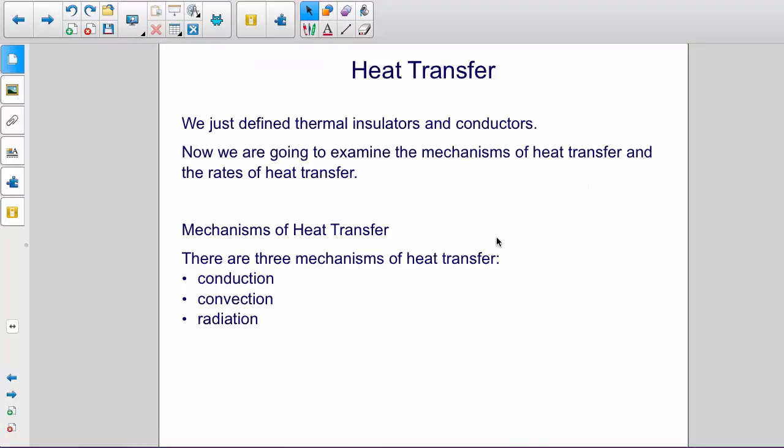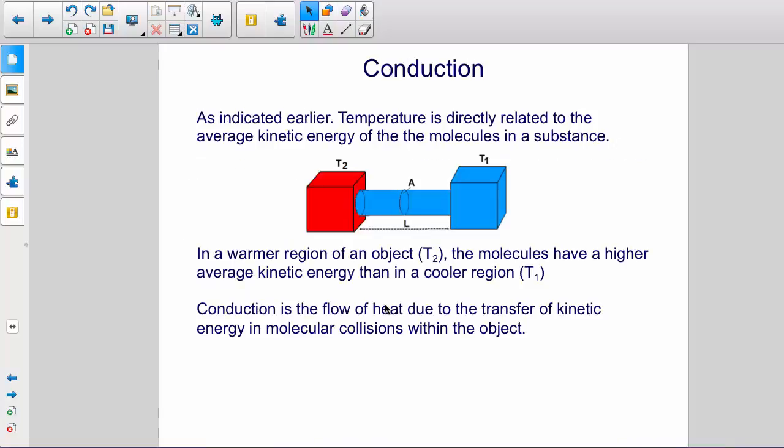Having defined thermal insulators and conductors, we're now in a position to examine the mechanism of heat transfer and the rates of heat transfer. There are three mechanisms of heat transfer: conduction, convection, and radiation. As we go through this, we're going to look at mathematical approaches to both conduction and radiation. Convection is much more complex. Let's look at conduction first.